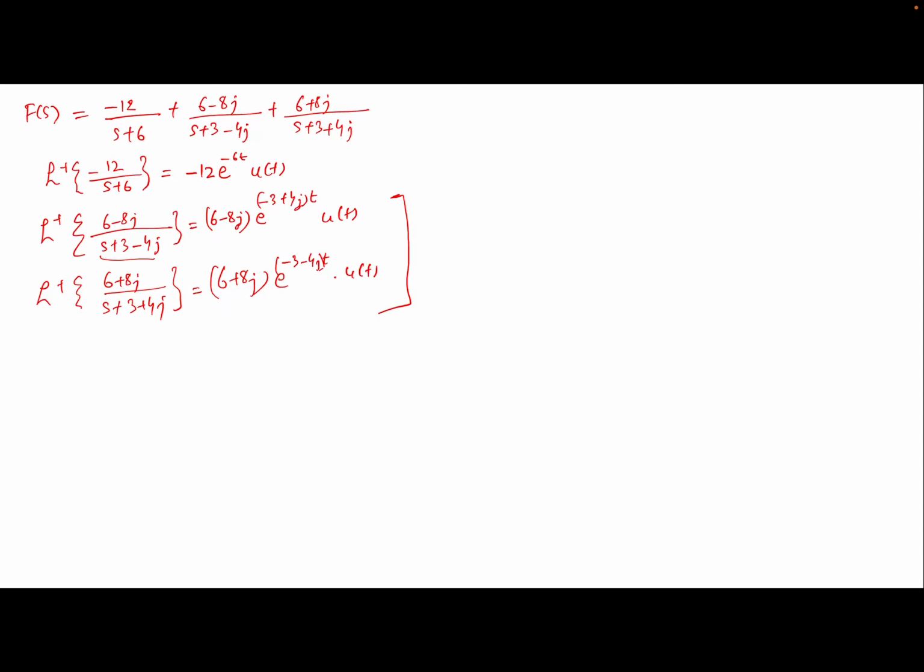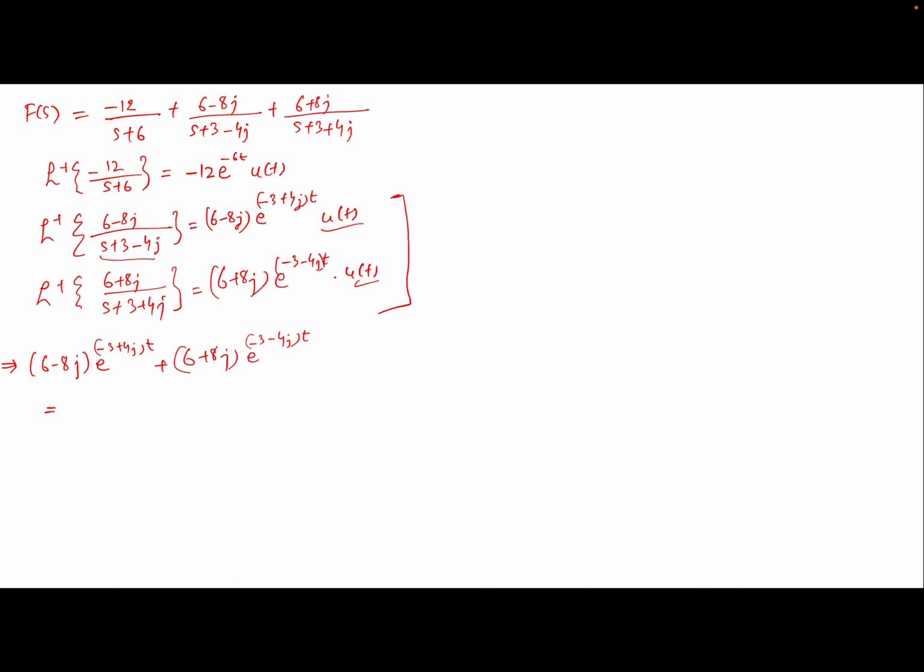Okay, so I'm gonna take both of these parts, and I'm gonna show that 6 minus 8j e raised to power minus 3 plus 4j t plus 6 plus 8j e raised to power minus 3 minus 4j times t. And the unit step, once we write f of t, we can take care of the u of t at that time. It's just multiplying in all of these factors, right? So okay, let's solve for this thing.